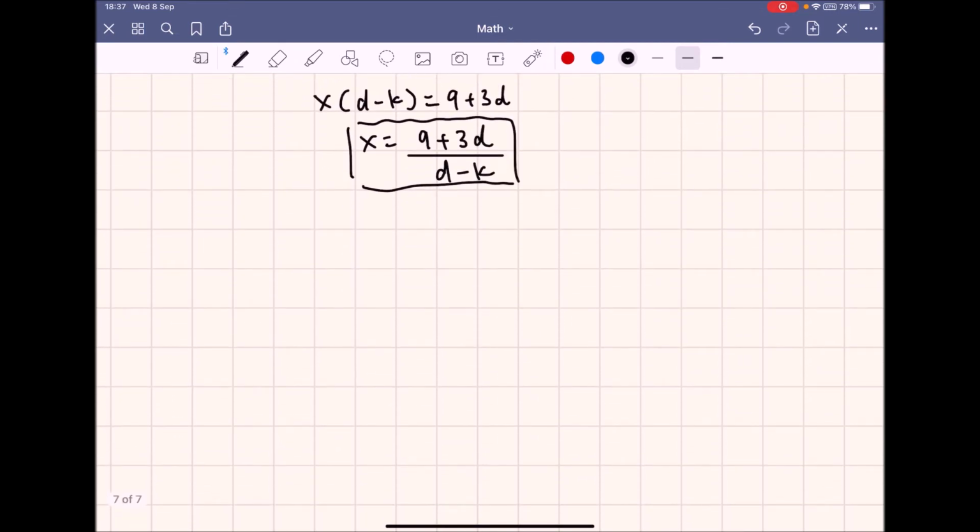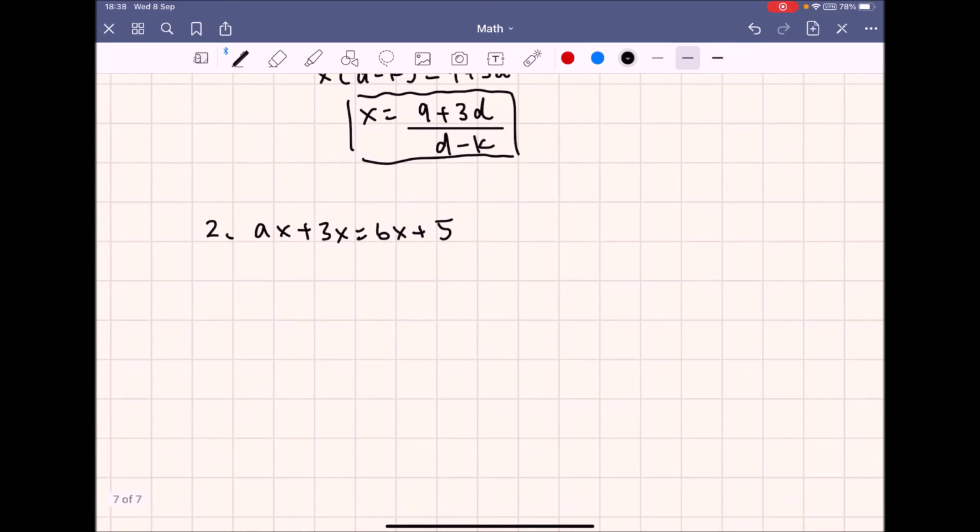Okay, let's do another one. So ax plus 3x equals bx plus 5. So in this one, we also need to solve for x. And let's do the same thing.